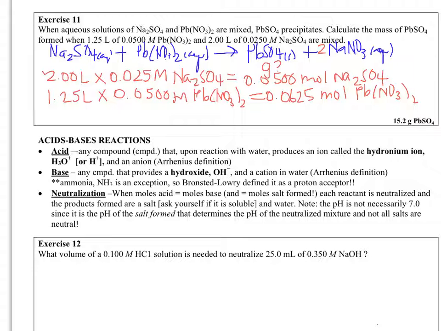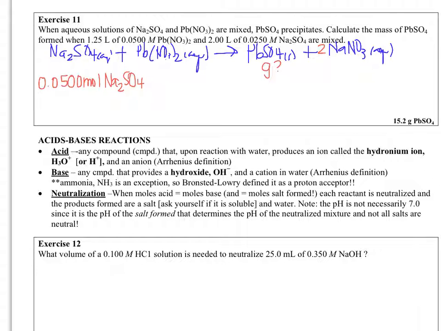All right, did you get 0.0625 moles of lead nitrate? Let's compare. Let's figure out who's the limiting reactant. Remember, for every 1 mole of sodium sulfate, I need 1 mole of lead nitrate. So if I compare their number of moles, I see here that the number of moles of the sodium sulfate is less, so that means it's my limiting reactant. I'm going to start my stoichiometry problem with the 0.0500 moles of sodium sulfate.